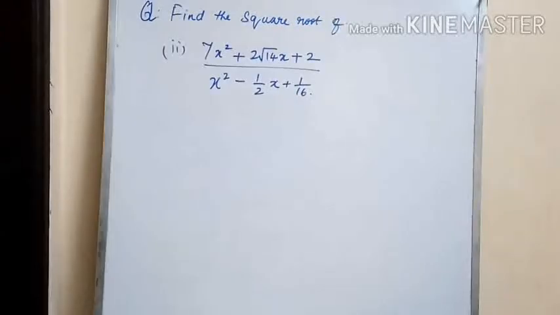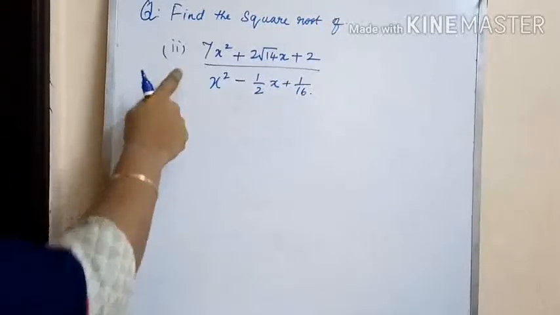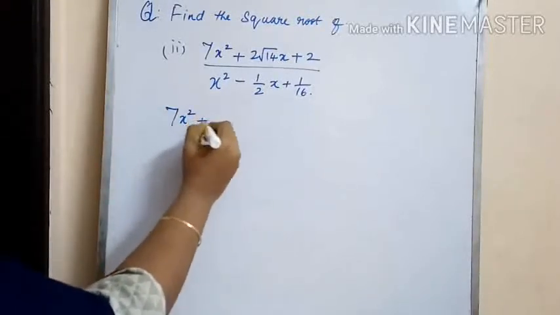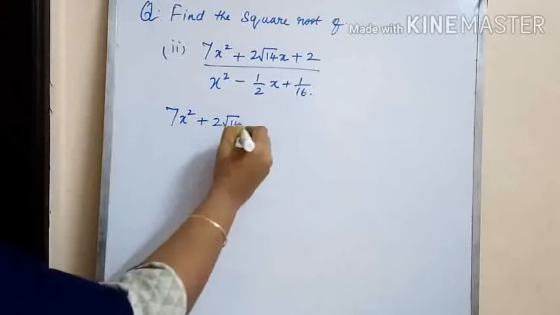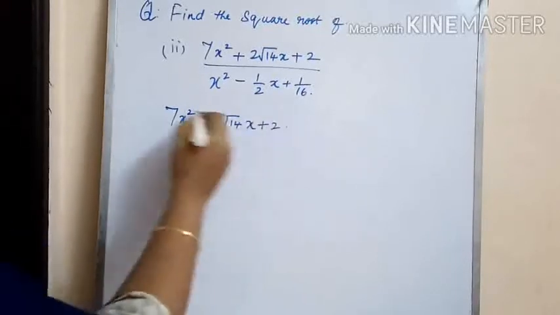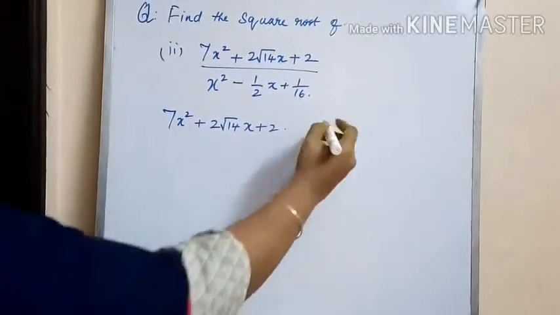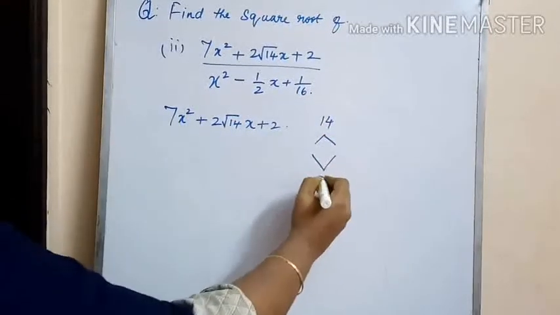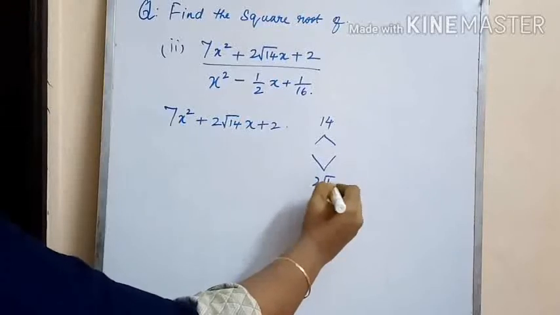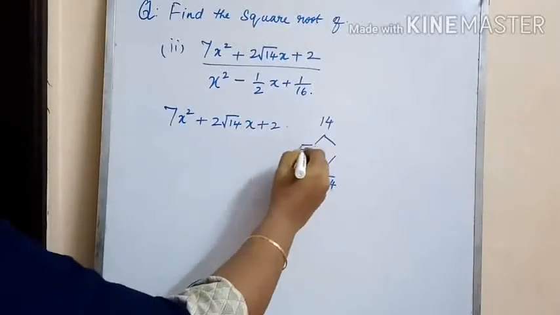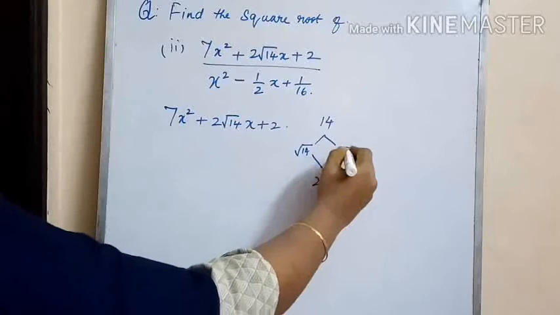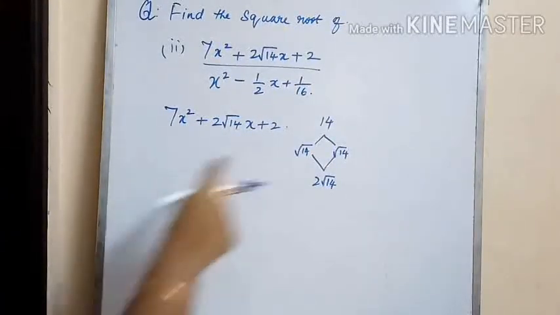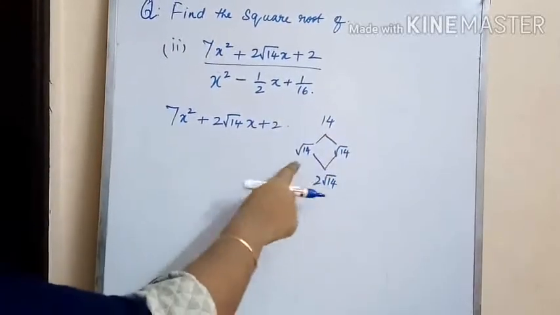by x squared. The next question we have here is 7x squared plus 2 root 14x plus 2 by x squared minus 1 by 2x plus 1 by 16. Let us factorize the numerator. Here the product should be 14 and the sum is 2 root 14. So root 14 and root 14 will add up to give 2 root 14 and the product will be 14.